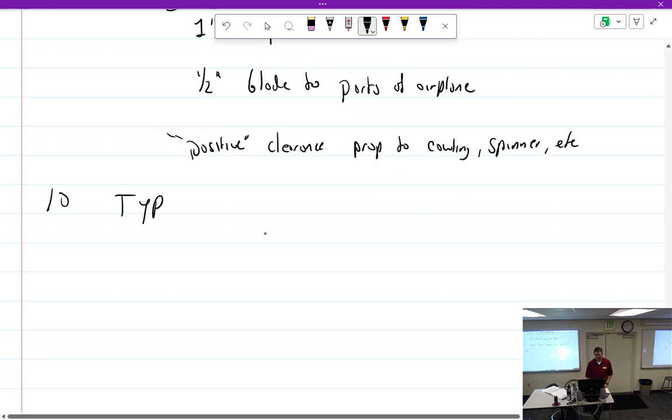All right, types of prop configurations.